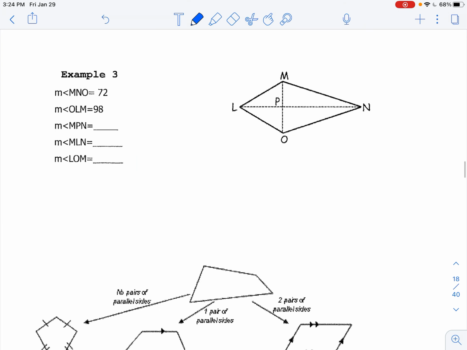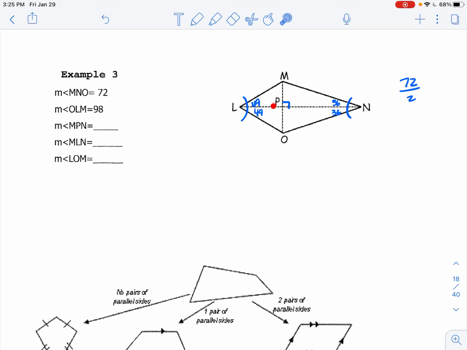Example 3. The measure of MNO, that is, this angle here is 72. If I know that the whole thing is 72, if I cut that in half, that's going to give me 36 and 36. I don't know if I need that or not, but I'm going to go ahead and do that. OLM, this angle here is 98. So cut that in half, that's 49 and 49. And I know I've got right angles all the way around this because they are perpendicular.